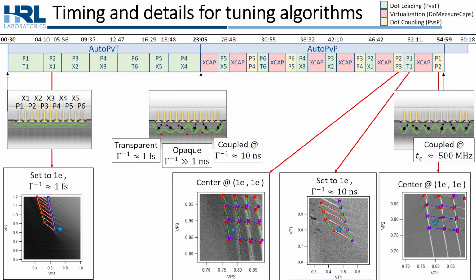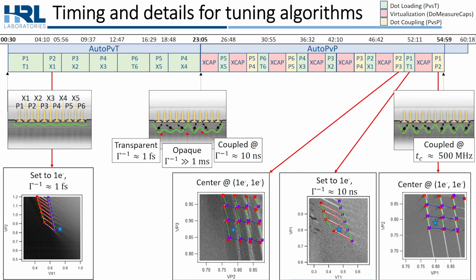And so auto PVP does the gate virtualization and coupling, and then it ends with an electron under each dot coupled at around 500 megahertz to a gigahertz. That's something adjustable, but in this case, that's what we're targeting. And I want to show a few of the scans near the end of this algorithm.